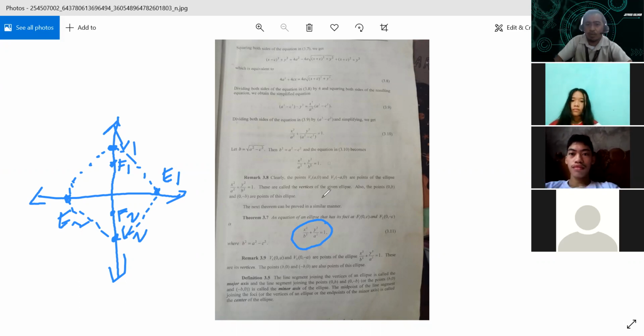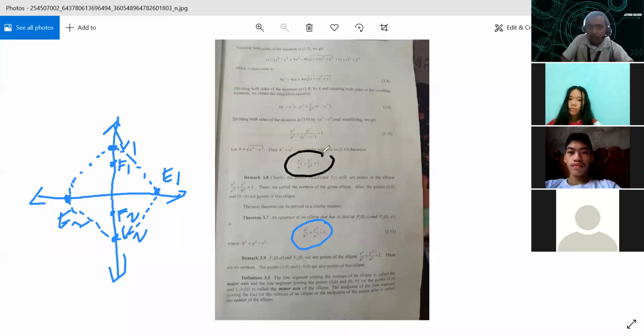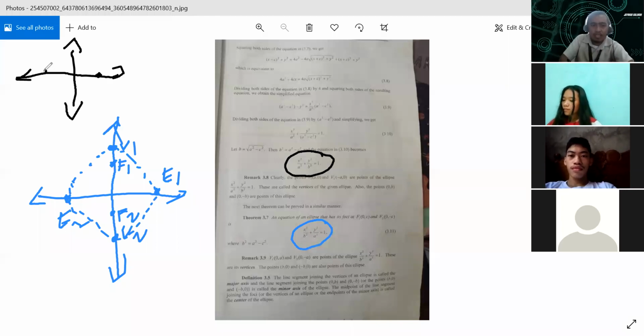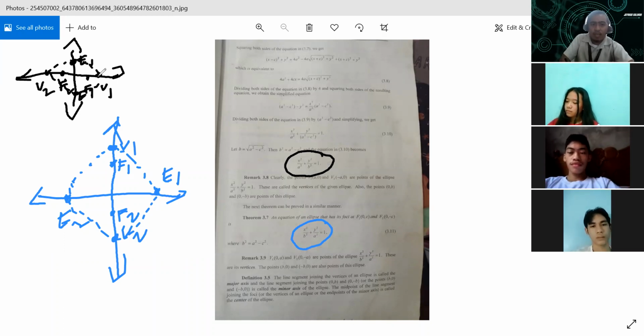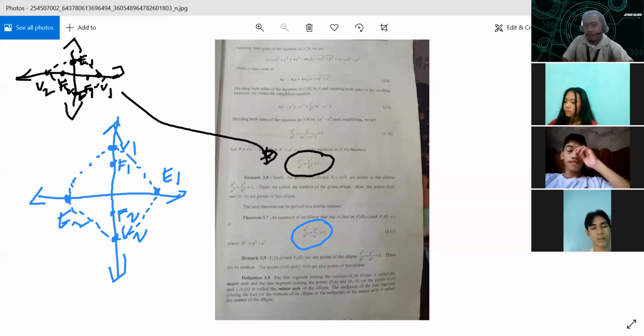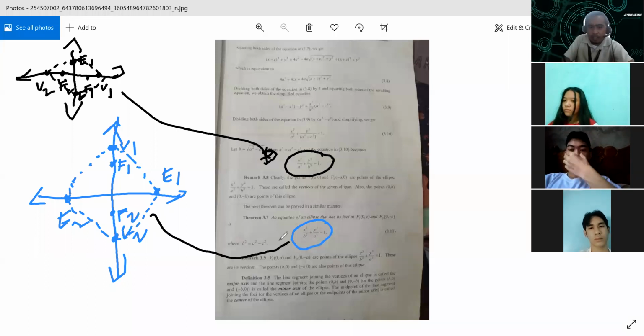I want you to observe. What is the difference of this formula from the earlier one? Remember, the earlier formula was for when the major axis is along the x-axis. Let me draw it so you can see. So, this is vertex 2, vertex 1, focus 1, and focus 2. Extremity 1, extremity 2. And it looks like this. The equation of this one will look like this.